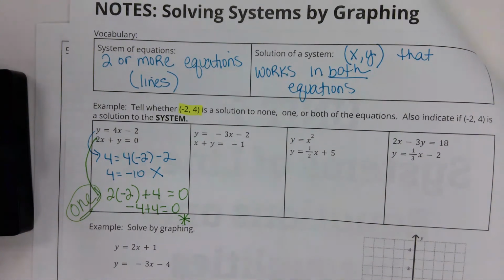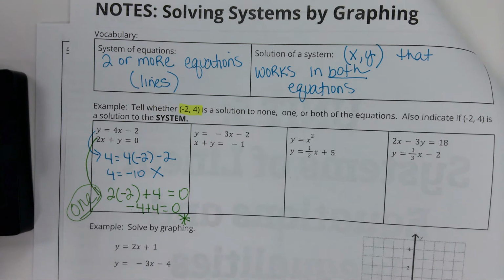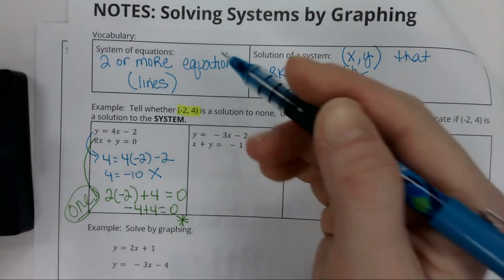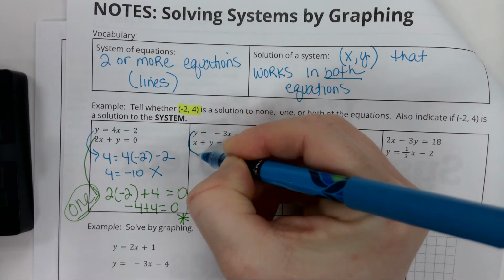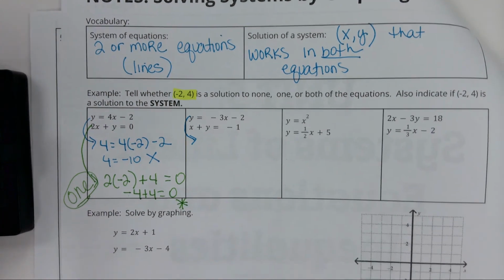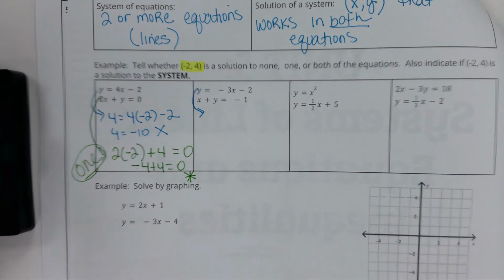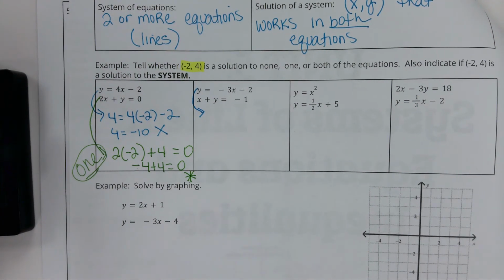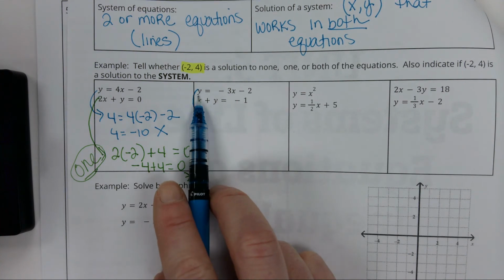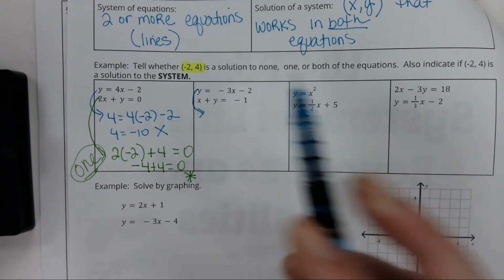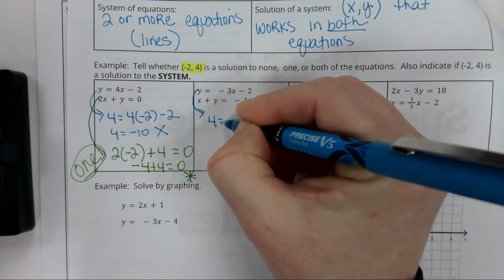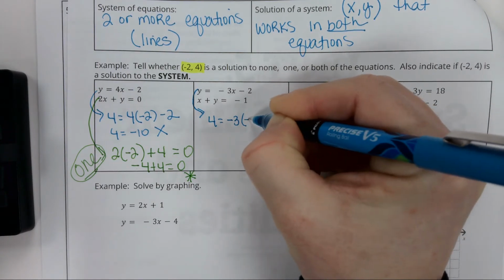Let's try another one. You guys want to try it on your own? Not ready yet? Okay, we'll do another one together. Maybe you got it already. Let's do this one. Same ordered pair. So y is 4. Does 4 equal negative 3 times negative 2 minus 2?